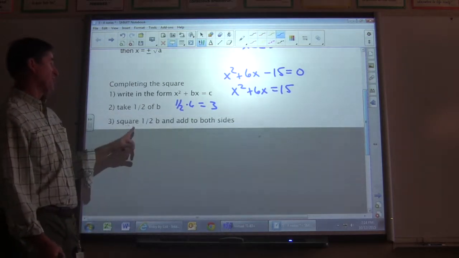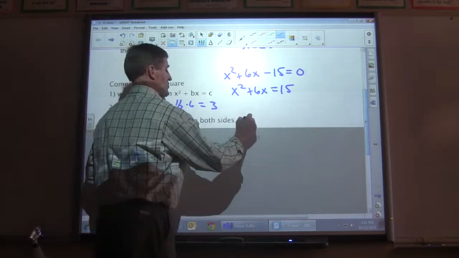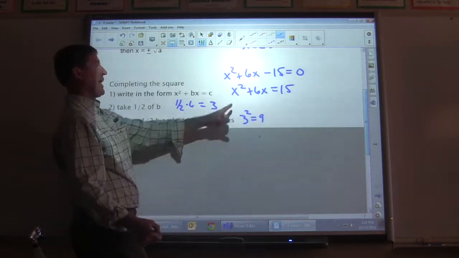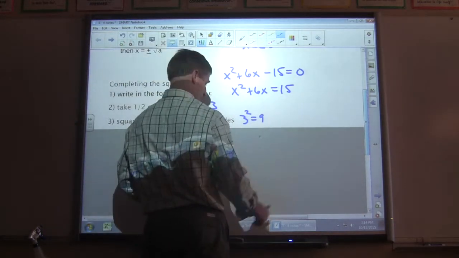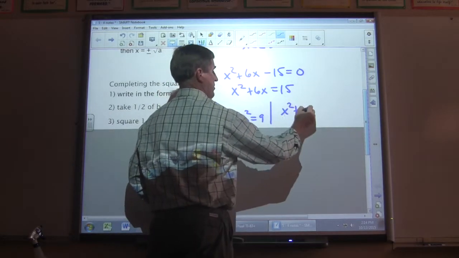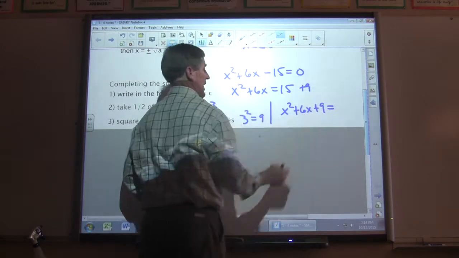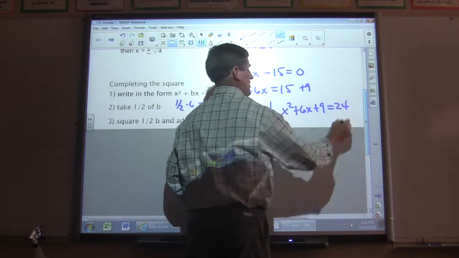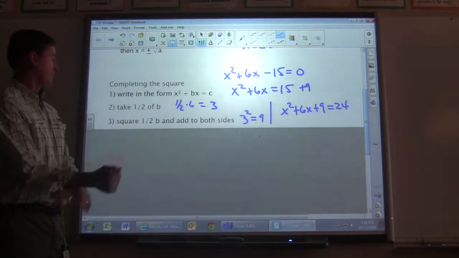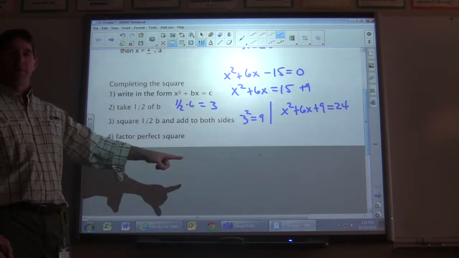The third step is to square whatever we got for half of b. So now we have to take 3 squared, which is 9, and we have to add 9 to both sides of the equation. And so we get x squared plus 6x plus 9 equals, we add 9 to 15 and we get 24. Okay? Then we factor the perfect square.